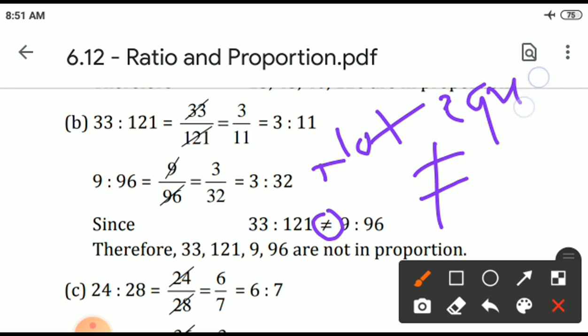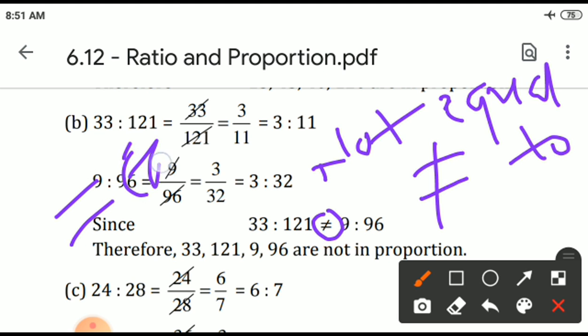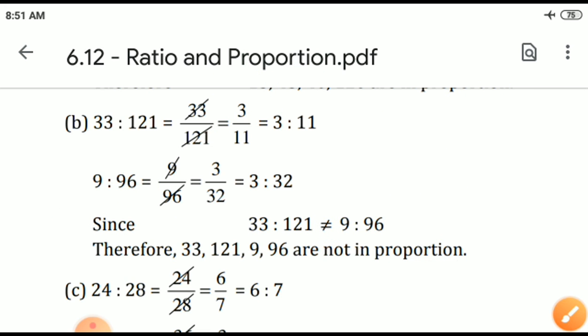You know the equal to sign. What is equal to, beta? Yes, this is the equal to sign. If you cut across it like this, it becomes the not equal to sign. Is it? Cut. So these two ratios are not equal, so they are not in proportion. Proportion means the answers of the left side and right side must be the same.